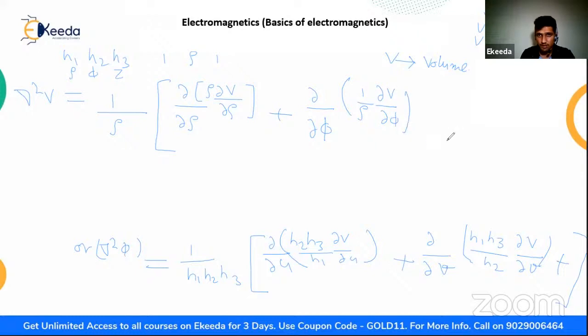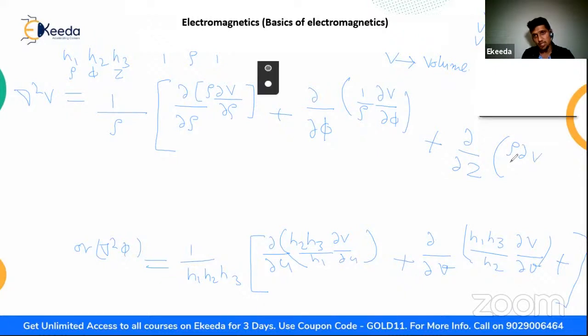And the third term we will simply write as del upon del z, and again multiplication. The third we will omit. So the multiplication of H1 and H2 is rho. And the third, this is our scalar function v, divided by H3, and H3 is already 1, and this will be del z. So this will be our equation in the cylindrical coordinate system.